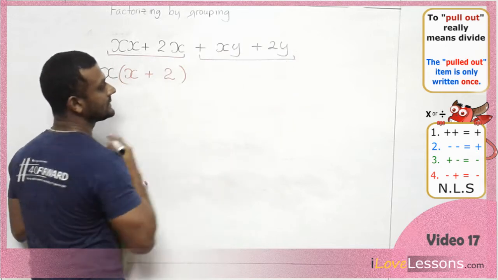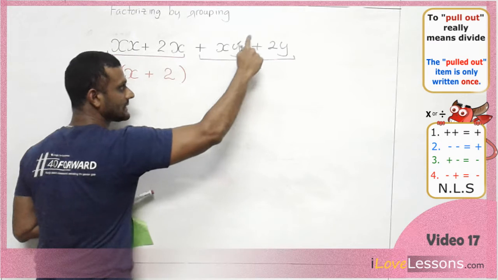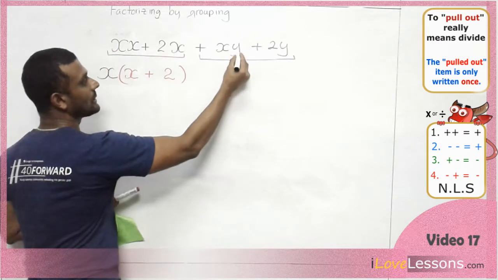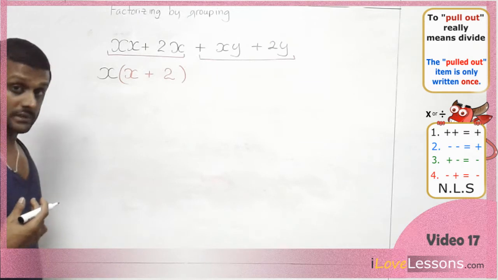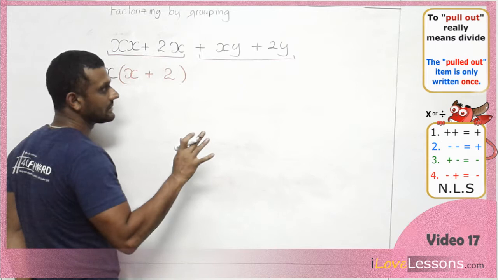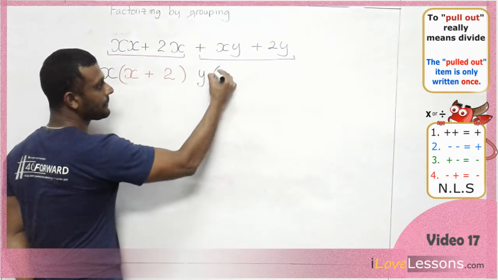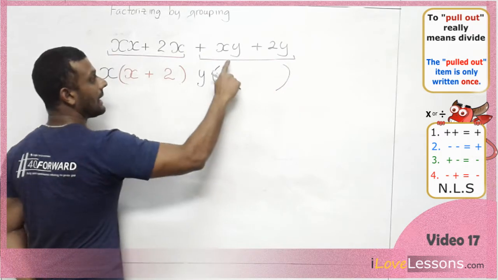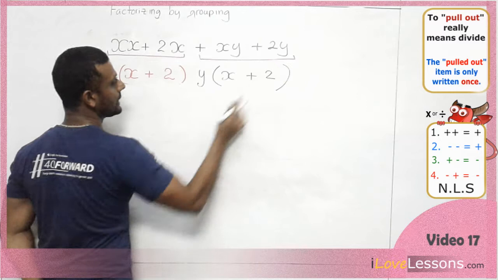What's the same between the two? Between the two, this one has a y and this one has a y. So let's pull out the y because that's what's similar between both of them. However, I'm going to do something slightly wrong so you'll get an idea of what not to do. I'm going to pull out y. Now, if I pull out y, I will be left with x here and I'll be left with 2 here.